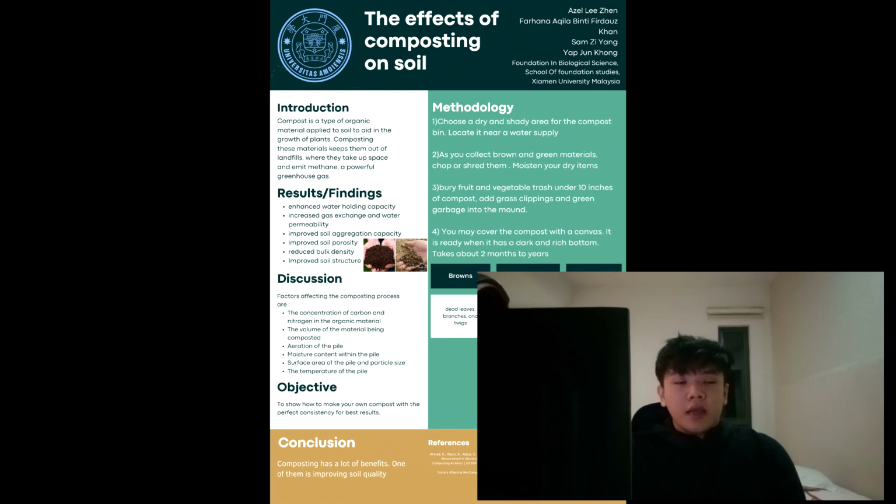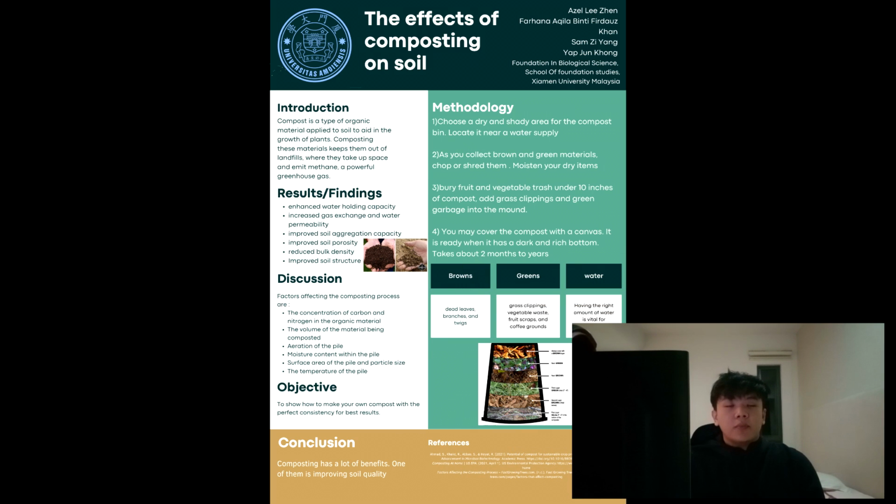For my part, I'll be talking about the discussion of the experiment as we look into the factors that might be affecting the composting process. First off, we will start by talking about the concentration of carbon and nitrogen in the organic material, due to it needing the correct amount of energy, which is produced by carbon, and the correct amount of protein products, which are produced by nitrogen.